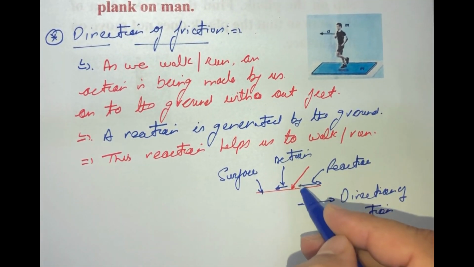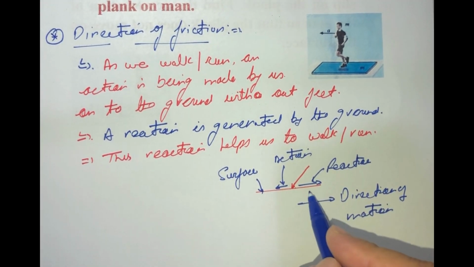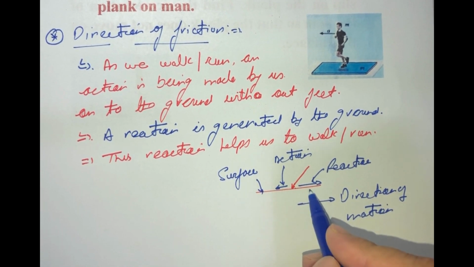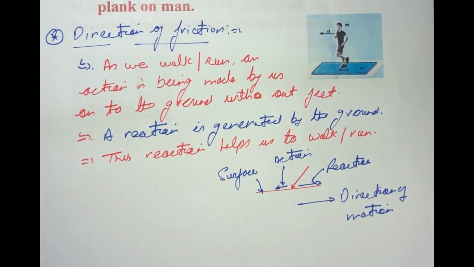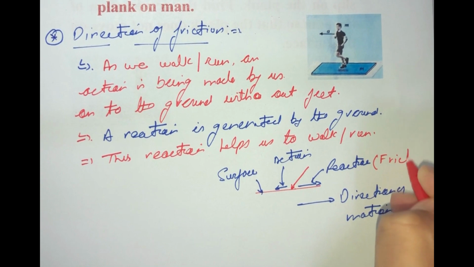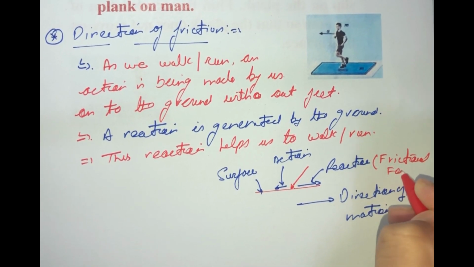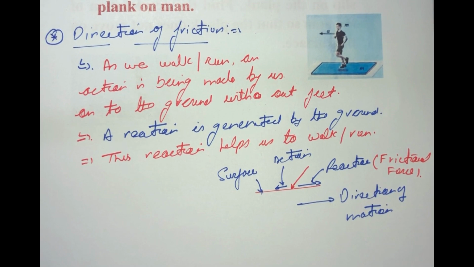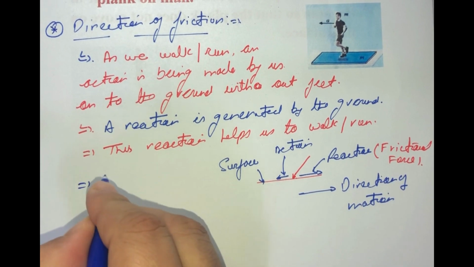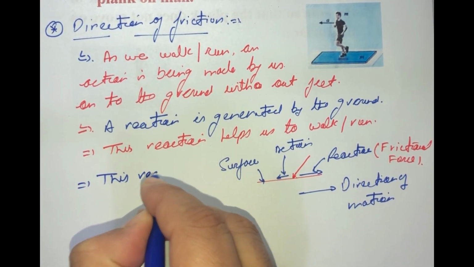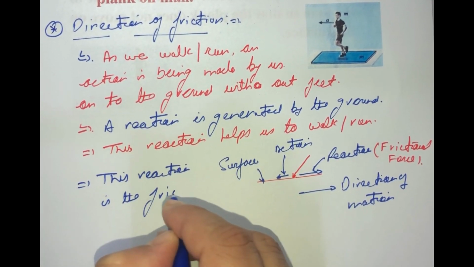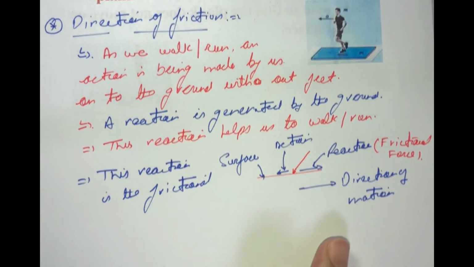So we are applying a force, that is action, in this direction, and accordingly there will be an equal and opposite reaction generated by the ground. This reaction is nothing but our frictional force. From here we can say this reaction is the frictional force.